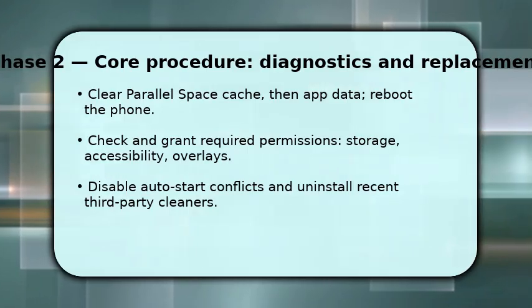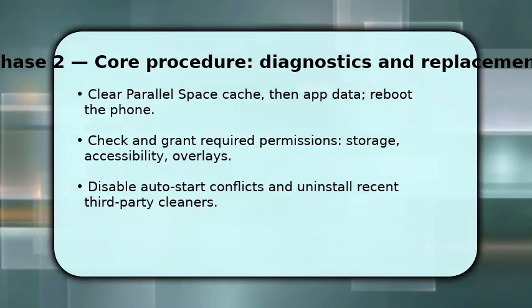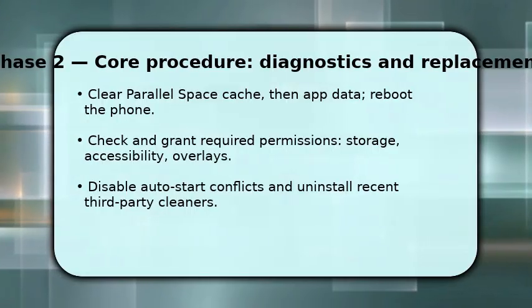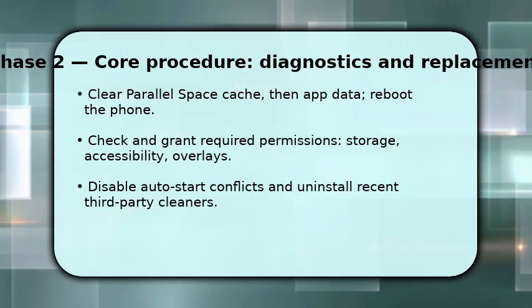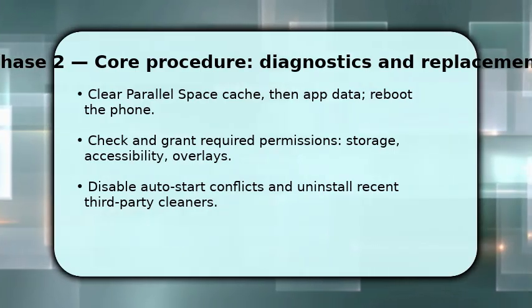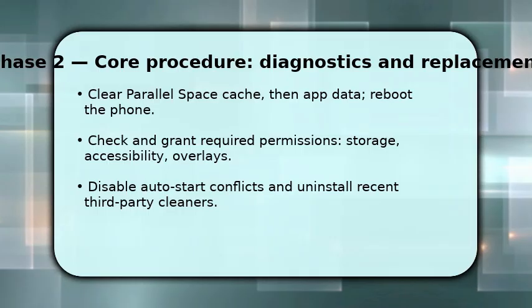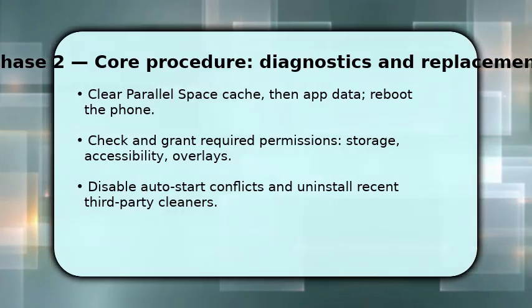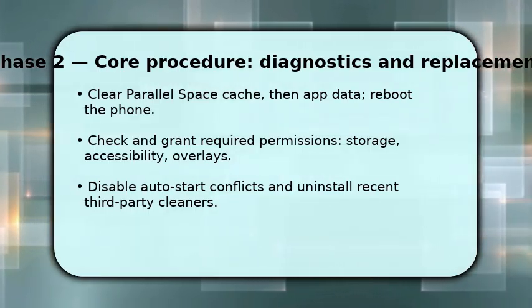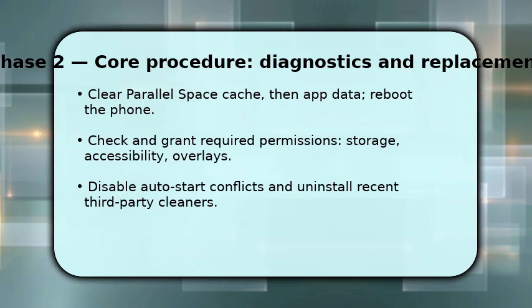Next, inspect and grant critical permissions: storage, accessibility, and screen overlay, because missing rights often cause crashes. Disable auto start or aggressive task killers and uninstall recent third-party cleaners that may interfere. If you use cloned apps, reclone one at a time to isolate the problematic app. This narrows the root cause quickly.